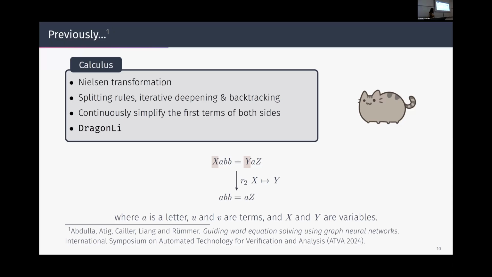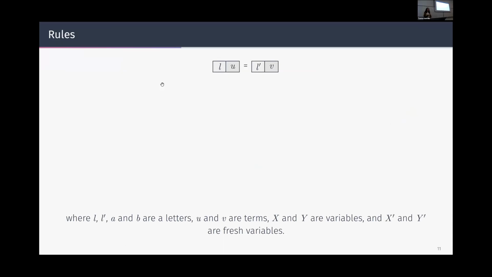So for the rules of the calculus, there are three main cases and 7 rules in total. The first case is when there are 2 letters at the very beginning, L and L prime. In that situation, either they are equal, and you can just discard them, or both words are equal to the empty string, and so we can just say that the equation is satisfiable. Or they are different, and then you can just conclude unsat.